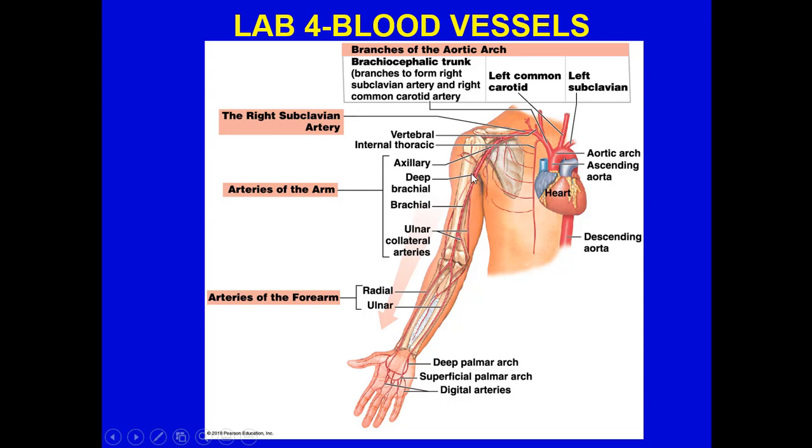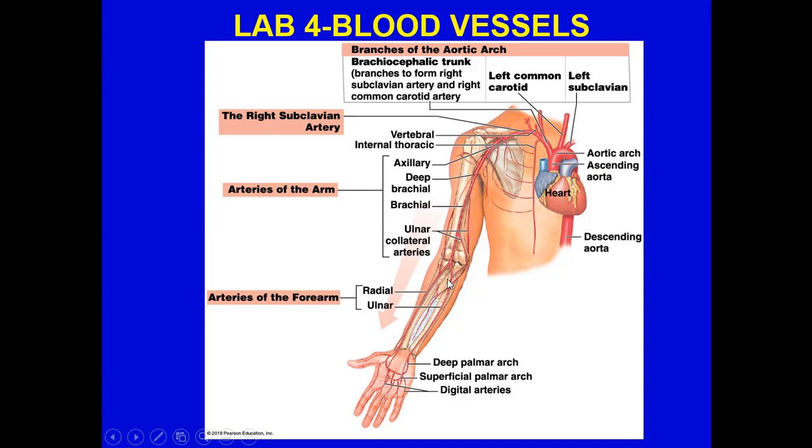So you have the arteries of the arm: axillary, deep brachial, brachial, ulnar, collateral arteries. What I want you to keep in mind is that you might ask, why is there a deep brachial and a brachial? The reason being is that arterial blood can be redistributed, especially if temperature is low and you want to retain the heat from the blood. You're going to have a countercurrent exchange system where some of that heat will be exchanged from the artery to a parallel vein that will take it back into the body core.